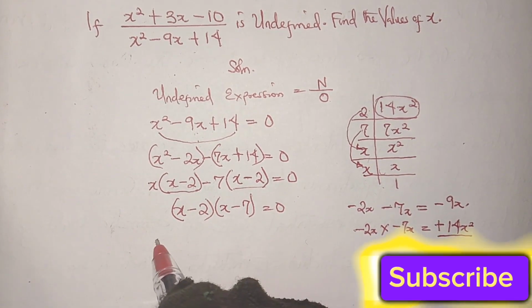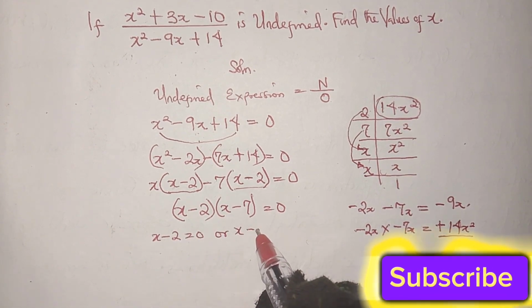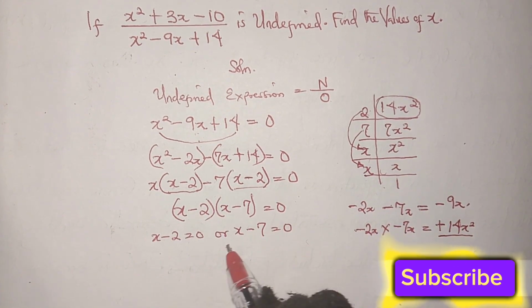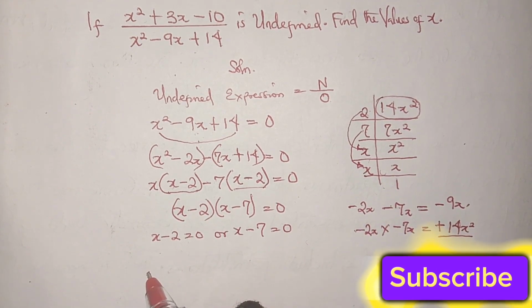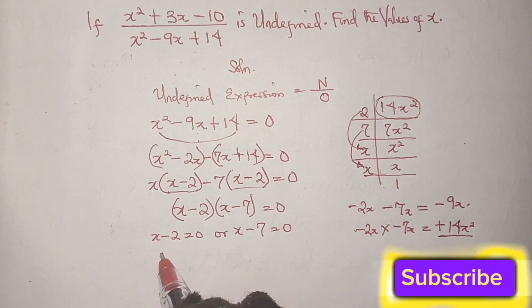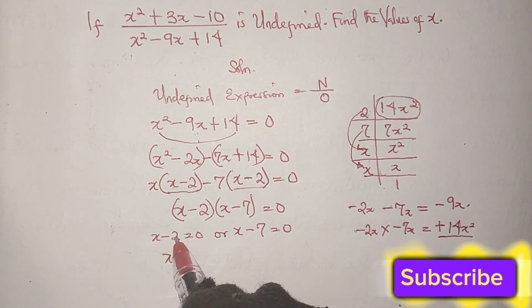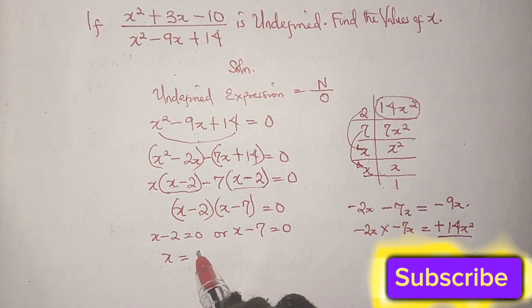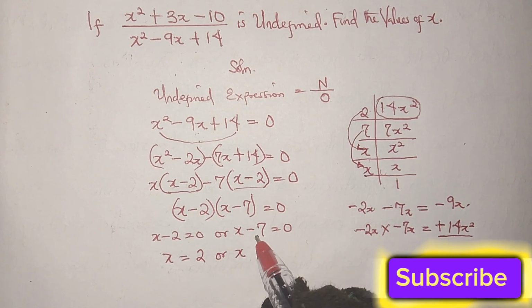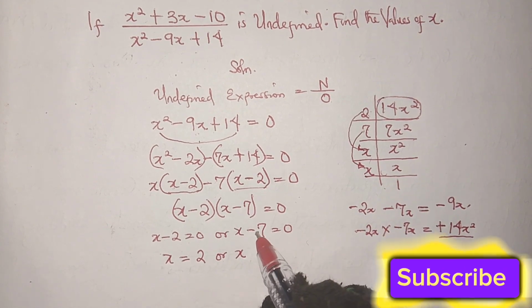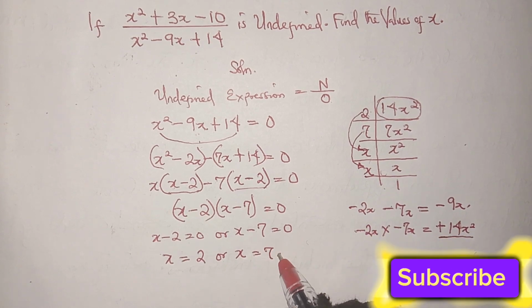So from here we can now say that x minus 2 equals 0 or x minus 7 equals 0. We now make x the subject of the formula in each of the equations. In the first equation, x equals, when this minus 2 crosses over the equality sign, we now have a positive 2. Or when x minus 7 crosses over, the minus 7 now becomes a positive 7.